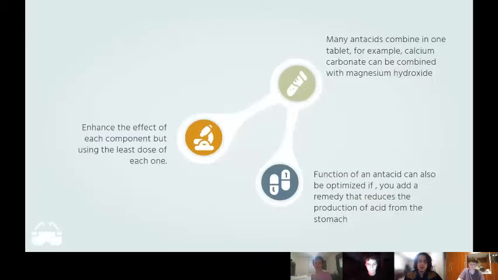Many antacids combine in one tablet. For example, calcium carbonate can be combined with magnesium hydroxide. The purpose of this combination is to enhance the effect of each component, but using the least dose of each of them. The function of an antacid can also be optimized if, apart from using the effects of the blocker in the antacid form, you add a remedy that reduces the production of acid from the stomach, such as famotidine. This favors not only a rapid effect, but also a long one.